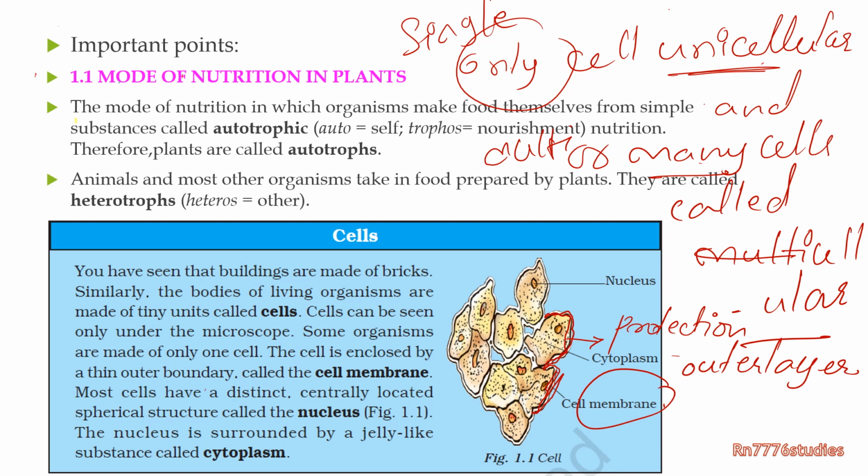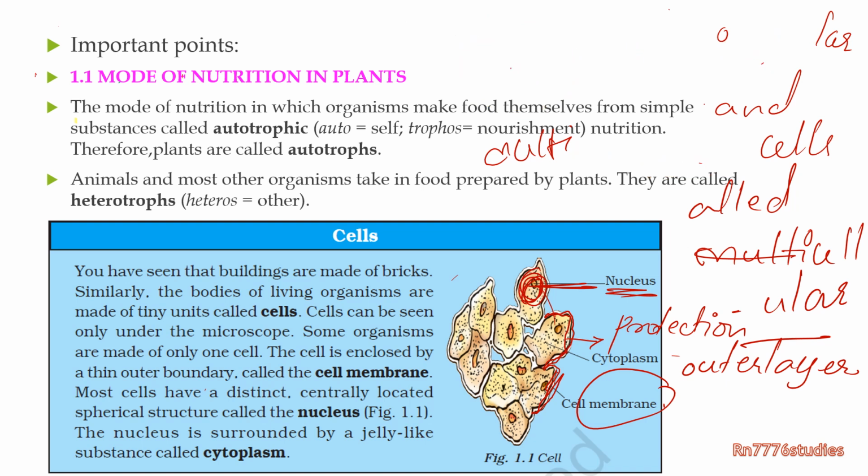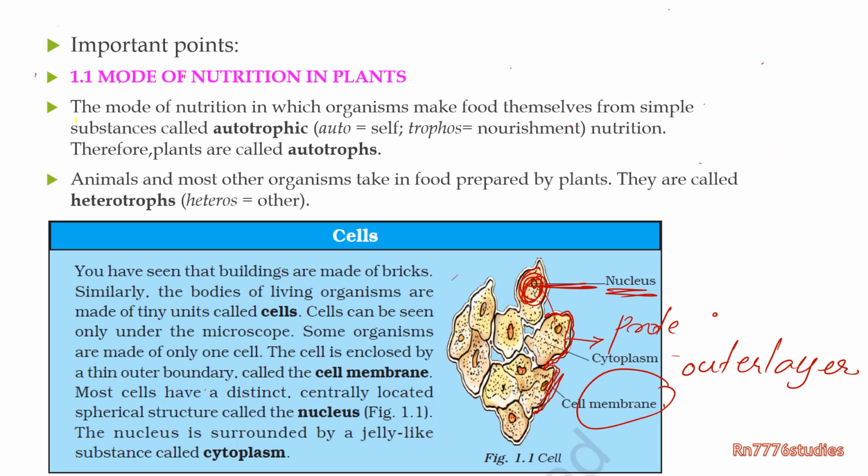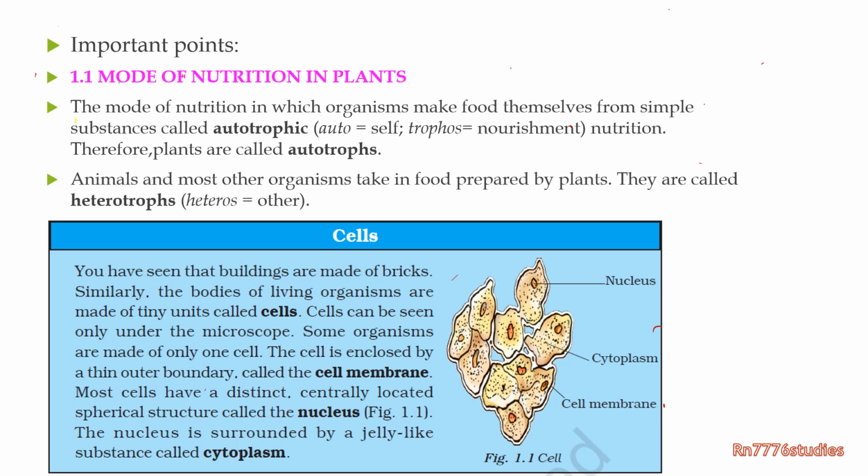Next comes the nucleus. Most cells have a distinct, centrally located, spherical structure. If there is a cell, there will be a nucleus. Basically, the nucleus is called the controlling and coordinating unit of a cell. Maybe you have studied this in your previous class. It is spherical in shape, not a proper circle.